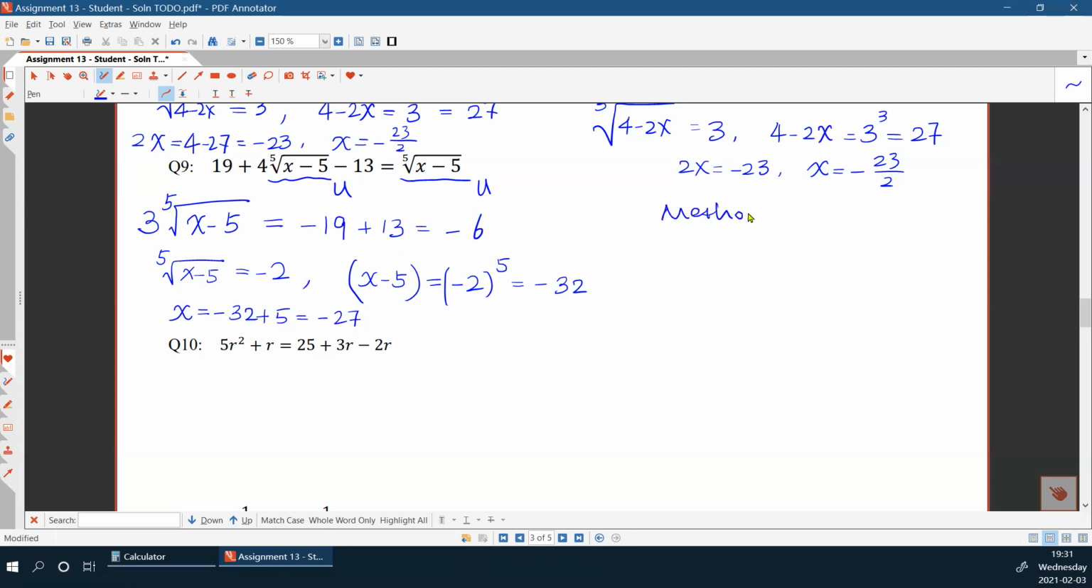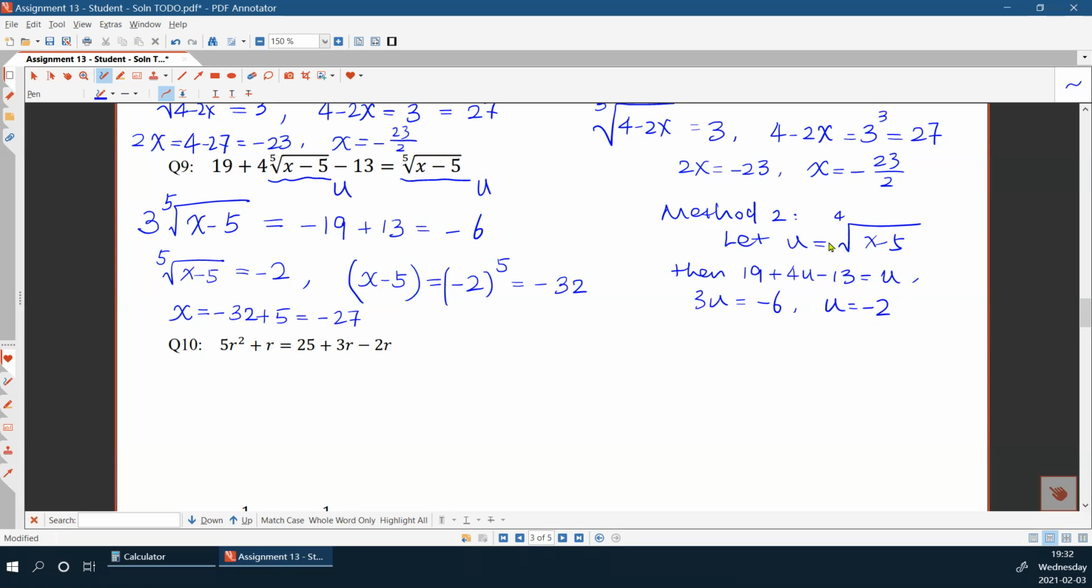Again, we have method 2, which is to let a letter u denote a very long expression, which is the fifth root of x minus 5. Okay, this gives you 19 plus 4u minus 13 equals u, right? And this is very easy to solve for u. This gives you 3u is minus 6. That means u is actually minus 2.